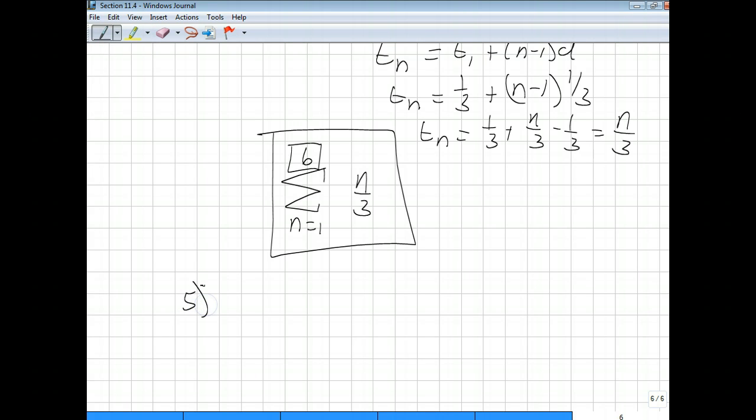Example 5. I have -7/1 plus 7/4 minus 7/7 plus ... into infinity. Oops, I'm sorry, this should be a 1 here. Sorry. So it's -7 over 1 plus 7 over 4 minus 7 over 7 into infinity. All right. So we want to first see, is it arithmetic, geometric, or neither?